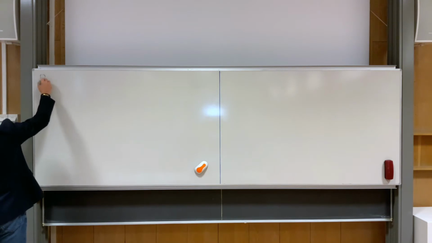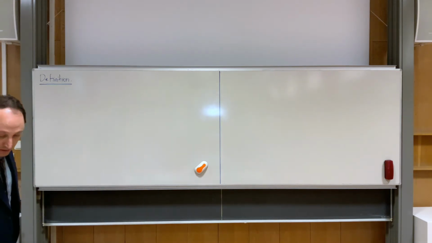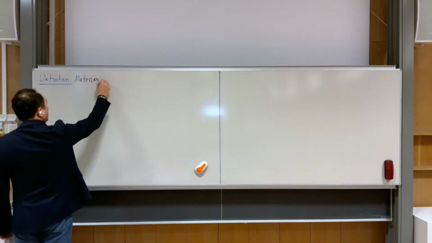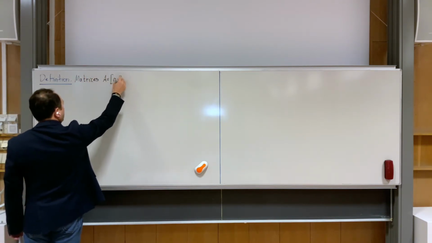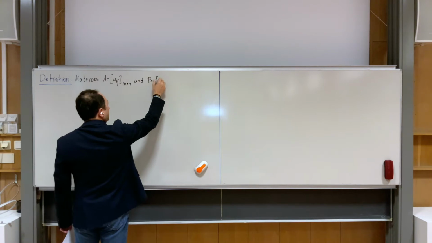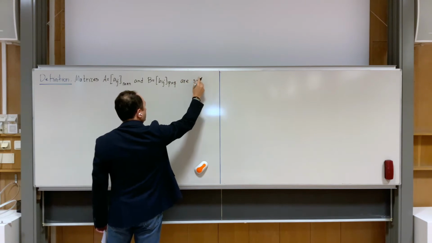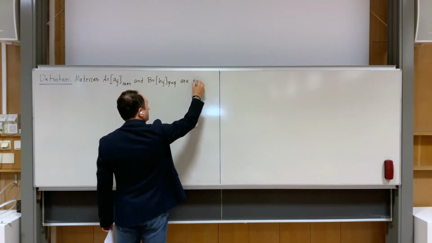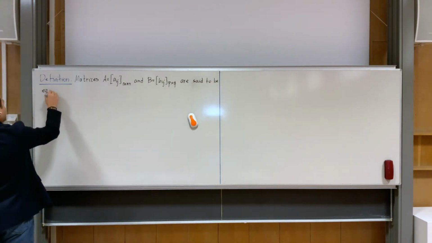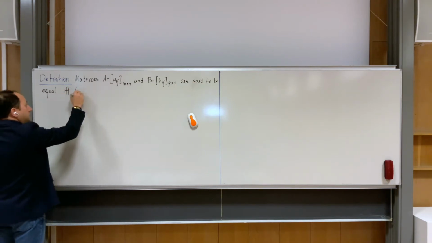So, definition. Matrices A, Aij, say m by n, and B, Bij, say p by q, are said to be equal if and only if. So this is not a misprint in math literature. It means if and only if.